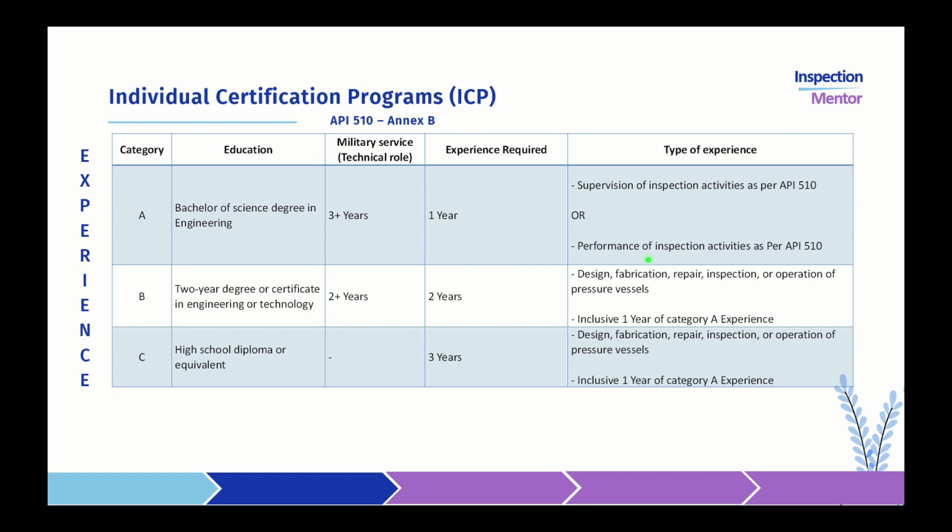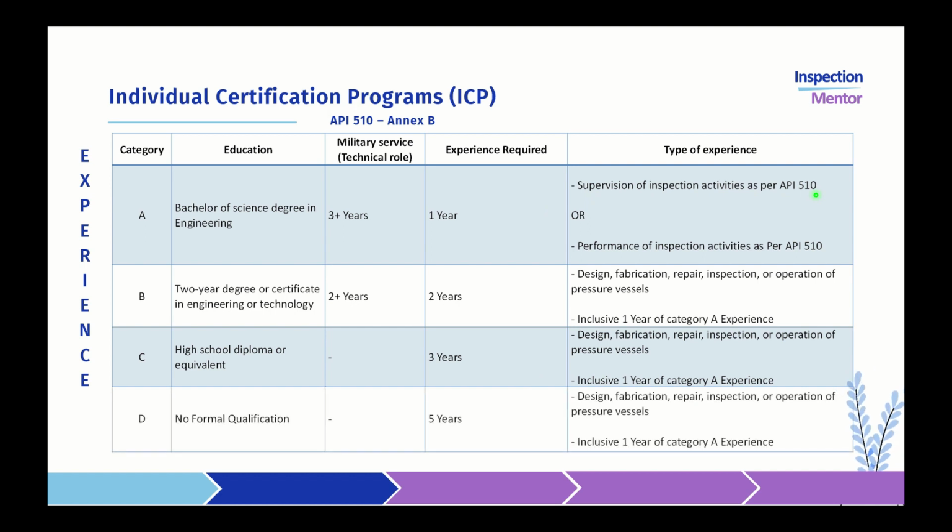Category C experience. In this one, they don't consider the military role, but we require 3 years of experience. This experience can be design, fabrication, repair, inspection, operations, whatever. But 1 year of the experience should be the activity specified by API 510. The last one is no formal qualification. Someone is in the industry for 5 years and has experience as a fabricator. Engineers do not fall in this category, but if a person without any qualification is working in fabrication, repair, and inspection, and has the category A experience, then he is eligible to apply for the individual certification program.